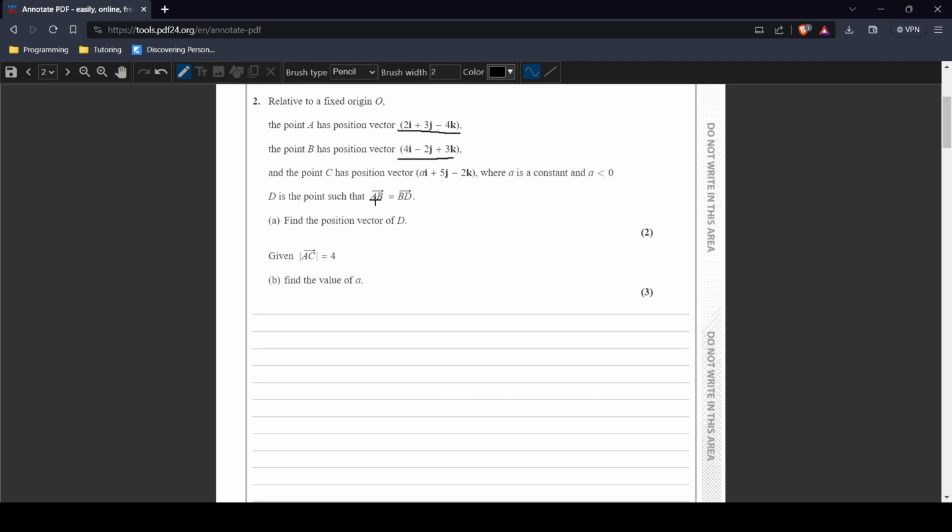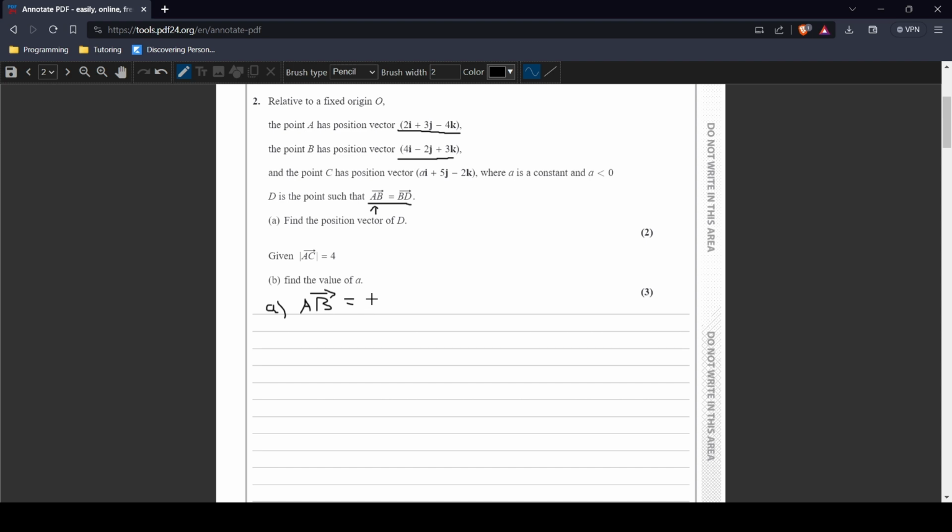D is a point such that the vector AB is equal to BD. And for part A, we'll need to find the position vector of D. Okay, so let's first find out what the vector AB is. So the vector AB is going to be the position vector of B minus the position vector of A.